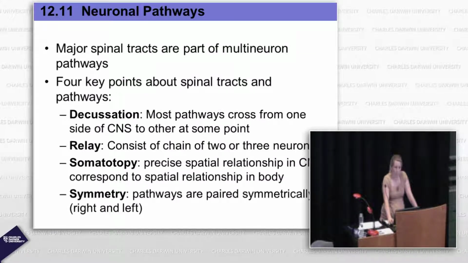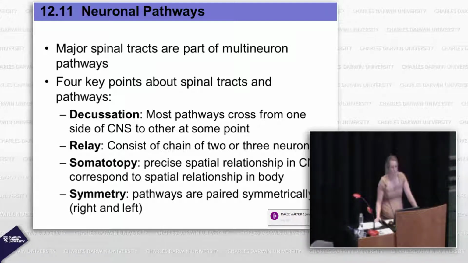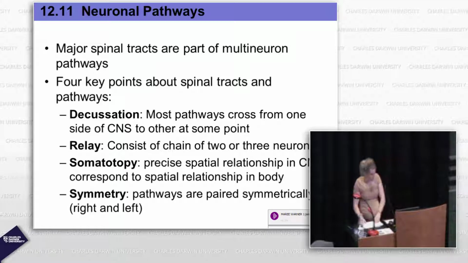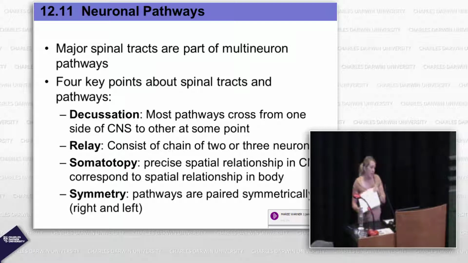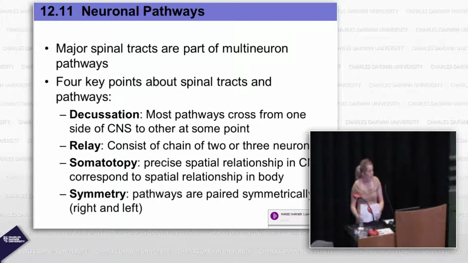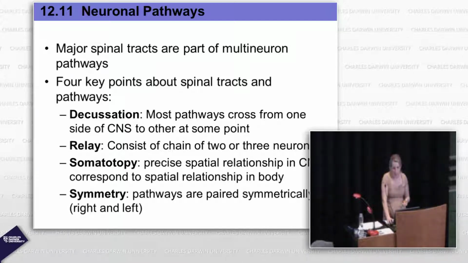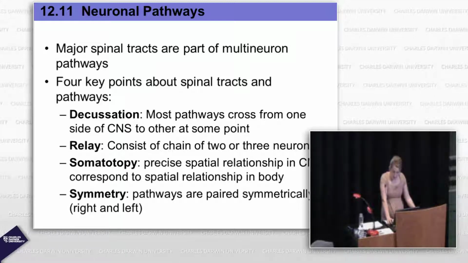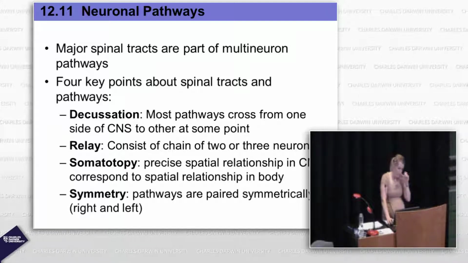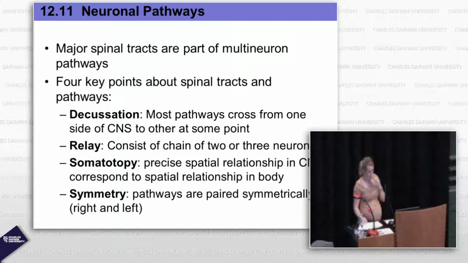We'll move on to the neuronal pathways. A couple of terms for you to become familiar with. Decussation is crossing from one side of the central nervous system to the other. A relay is a chain of 2 or 3 neurons. Somatotopy is the spatial relationships, and symmetry. As I mentioned before, we've got this symmetry reflected right throughout the spinal cord and as well in our neuronal pathways.